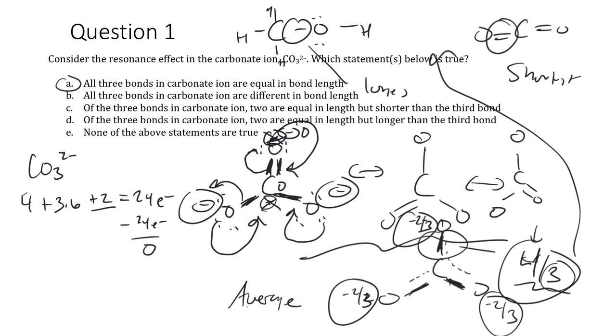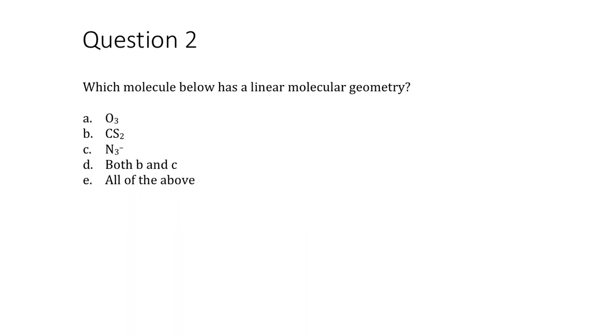Question 2, which molecule below has a linear molecular geometry? So a molecule can be linear when we have 3 atoms, and then when we have 3 atoms with a geometry that doesn't have a set of lone pairs or multiple lone pairs, it's going to kick it into being bent. So whenever we have a molecule that has 3 total atoms, like an AB2, the molecule will either be linear or bent.